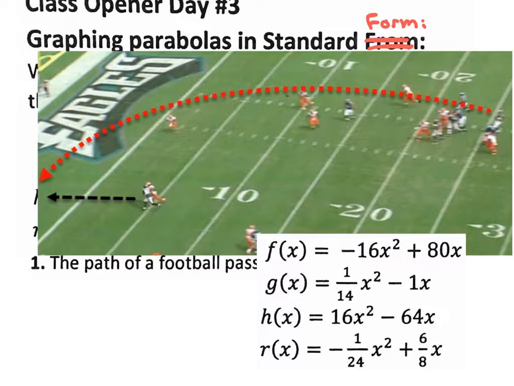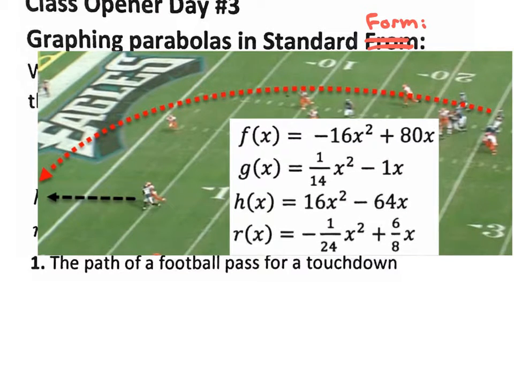So what does that tell you? We already know about transformations. We already know about parabolas. Which of these four functions right here, does this one open down? Does this one open down? This one? Which of the four opens down? The top and the bottom one, the f of x and the r of x. Both of them have the a value being negative. So both of those open down.